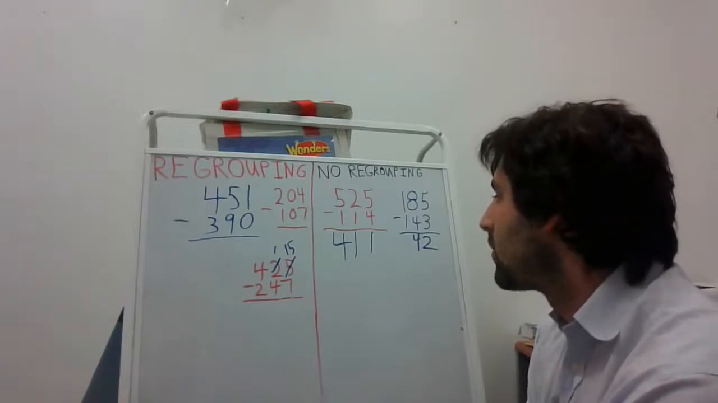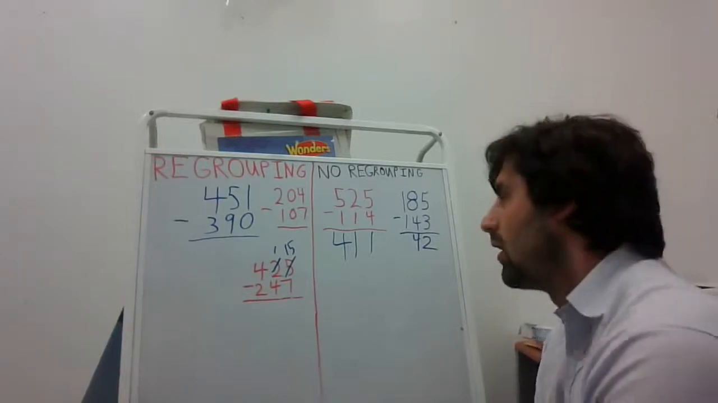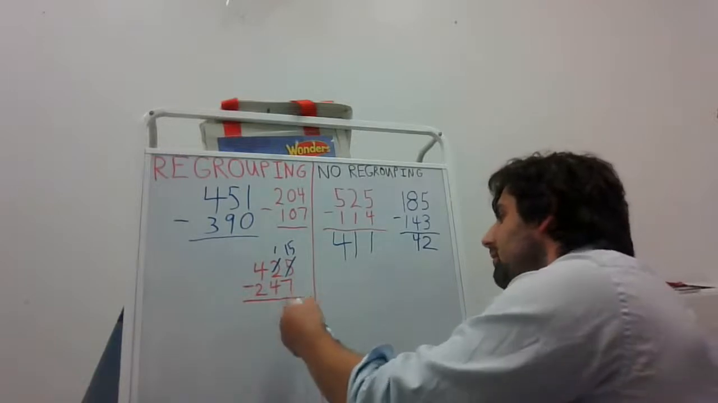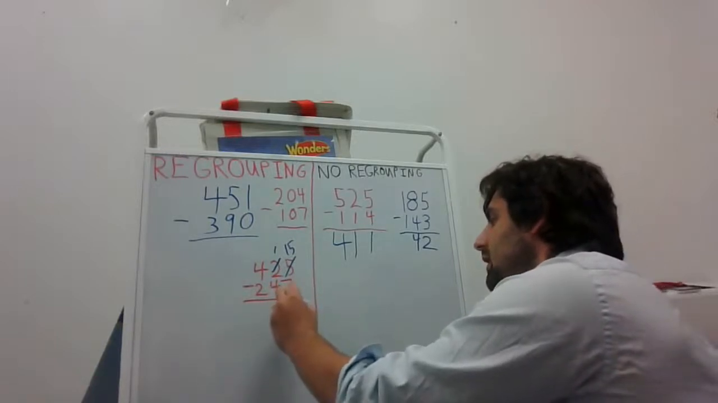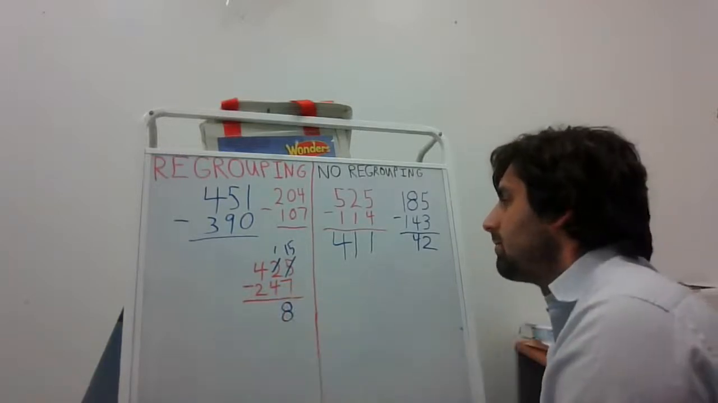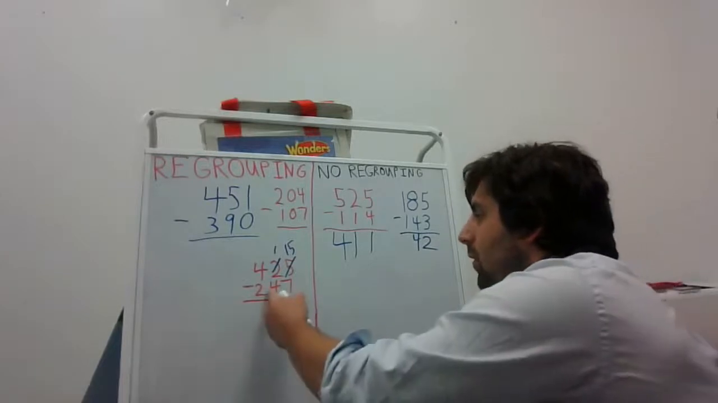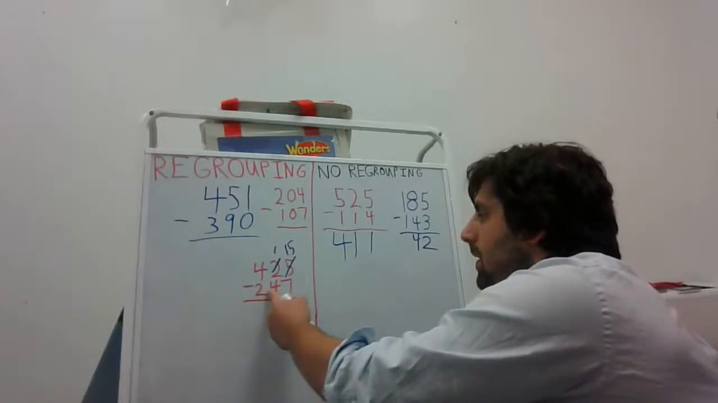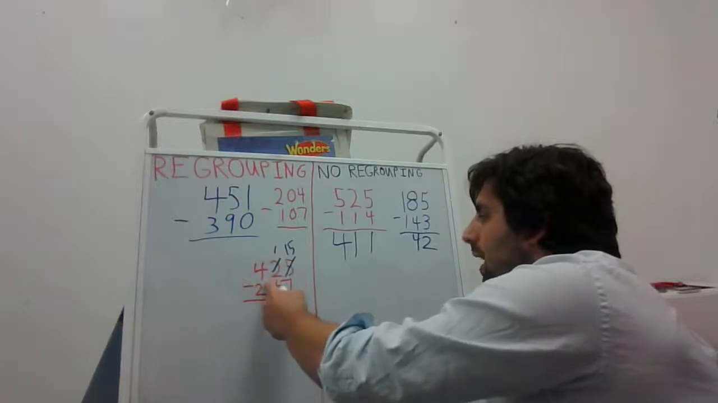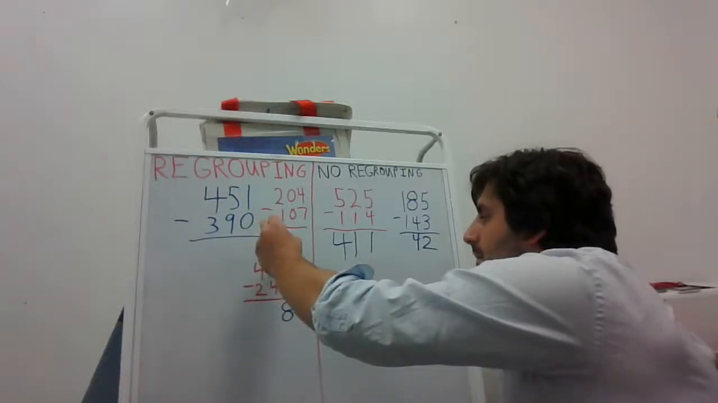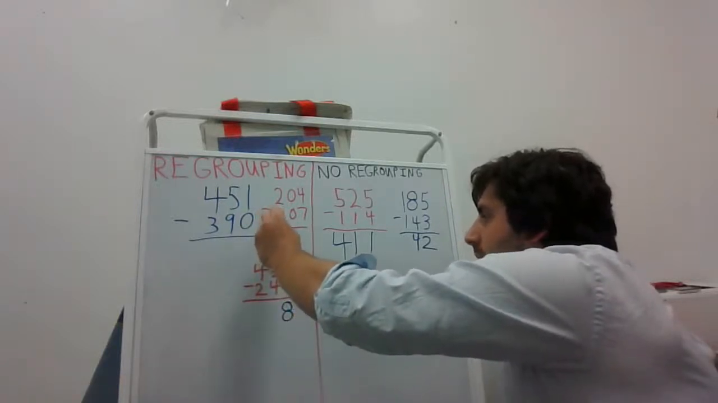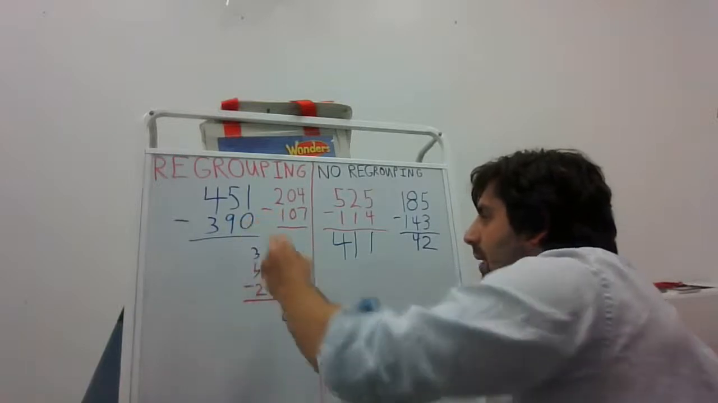So now that we've regrouped, now we can subtract. So 15 minus 7 equals 8. 1 minus 4. We can't subtract 4 from 1, so we have to regroup again. Didn't even notice that there. So the 1 is going to become an 11. 4 is going to become a 3.